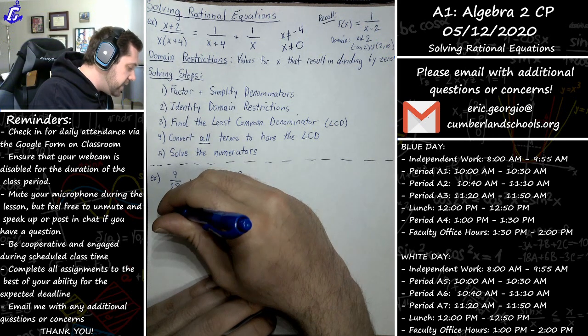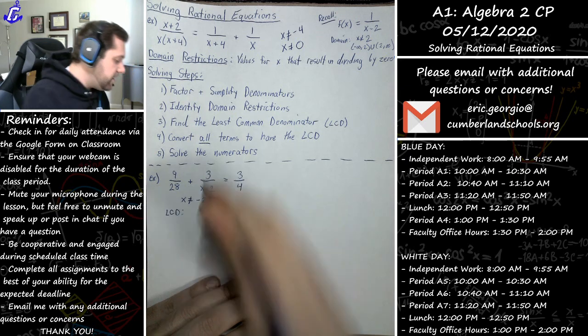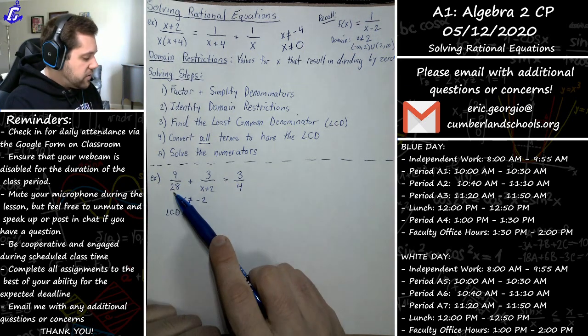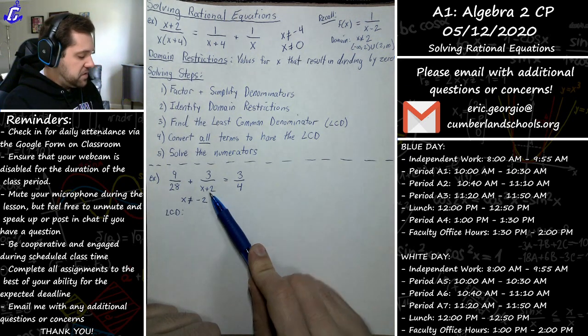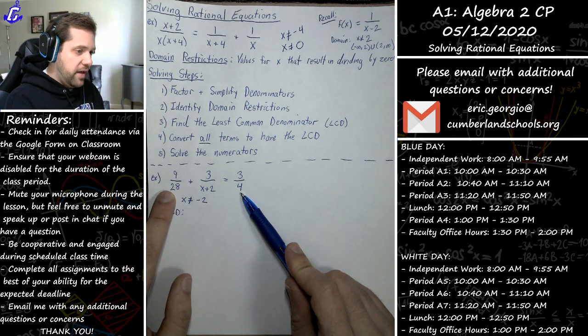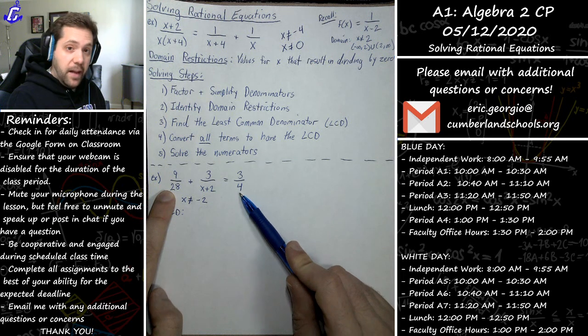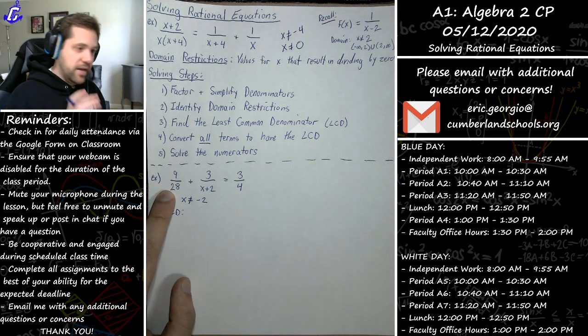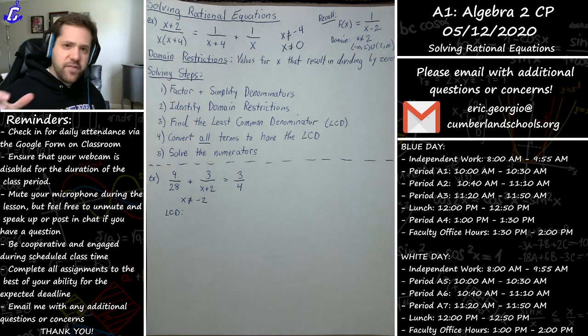Well, now I can go ahead and find my least common denominator. Notice that I have a factor of 28, a factor of x plus 2, and a factor of 4. So let's deal with the constants first, the 28 and the 4. What's the lowest number that both of those can fit into? Think of that children's toy cube. You know what I was talking about last class, right? With the cube, they have to fit all the pegs into.